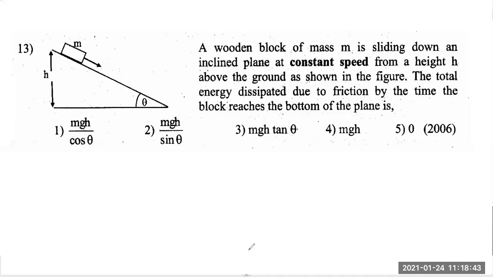Next question is from the year 2006. A wooden block of mass m is sliding down an inclined plane at constant speed v. So if at the top it had a velocity of v, we can say velocity because the direction doesn't change. When it reaches the bottom also, it will have the same velocity v. From a height h above the ground as shown in the figure. The total energy dissipated due to friction by the time the block reaches the bottom of the plane is?